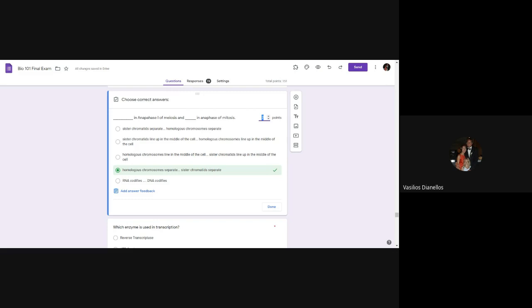At the very least, you got partial credit for this one, because here you're at least dealing with homologous chromosomes for anaphase one and sister chromatids for anaphase in mitosis. So you're really on the right track there. You just should have chosen, you know, this would be more of metaphase than anaphase, but at least you are on the right track with that one.